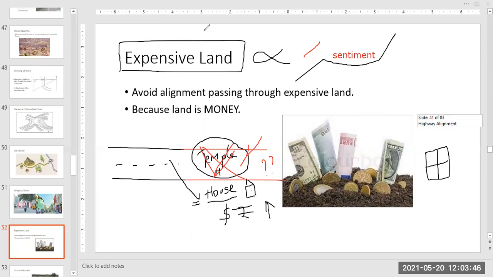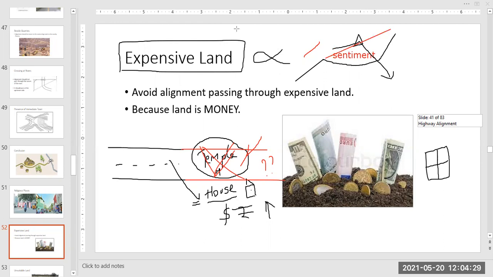For example, if there is a house, not a sentiment, but a house, and the house people are able to take the money and are interested to go out, the road is going to be straight. But if the house people are not able to take the money and they are demanding more money, what should the engineer do? They should not purchase that land. So that is going to be one of the obligatory points.